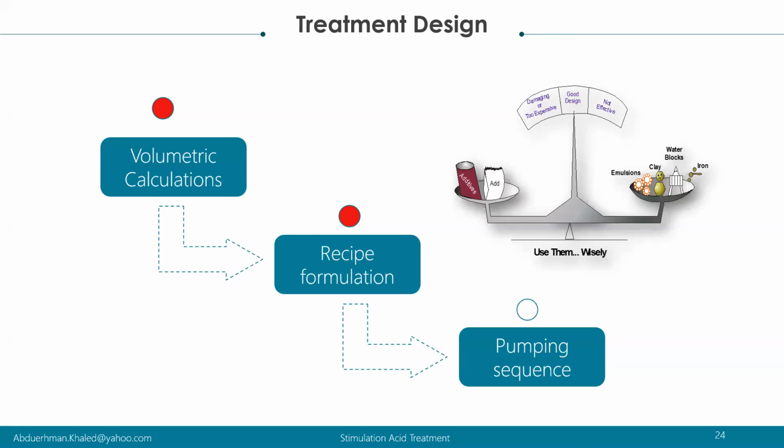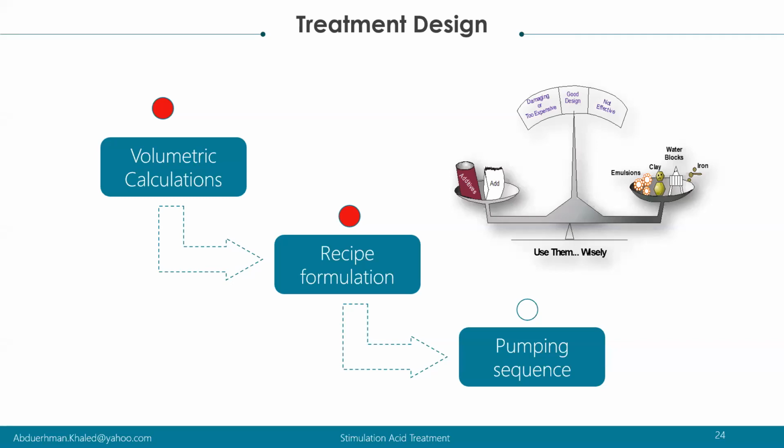In fact, HCl and HF, formic acid, citric acid, all these are standard acids. However, the additives are different for each service company. So the design will be done according to the additives the service company can provide. The first additive and the most important is the corrosion inhibitor. There's no acid treatment without corrosion inhibitor.